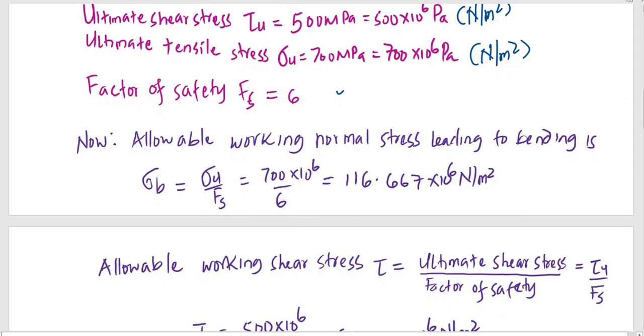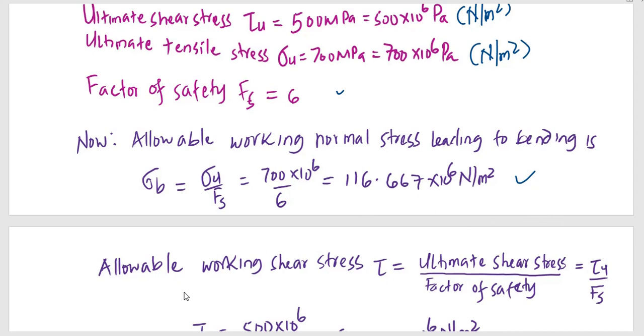In the design, we are going to use the allowable working normal stress. The allowable working normal stress leading to bending is therefore sigma b equal to sigma u, which is the ultimate tensile stress, divided by the factor of safety Fs. So this is equal to 700 times 10 to the power 6 divided by 6, and this gives us 116.667 times 10 to the power 6 Newton per square meter.